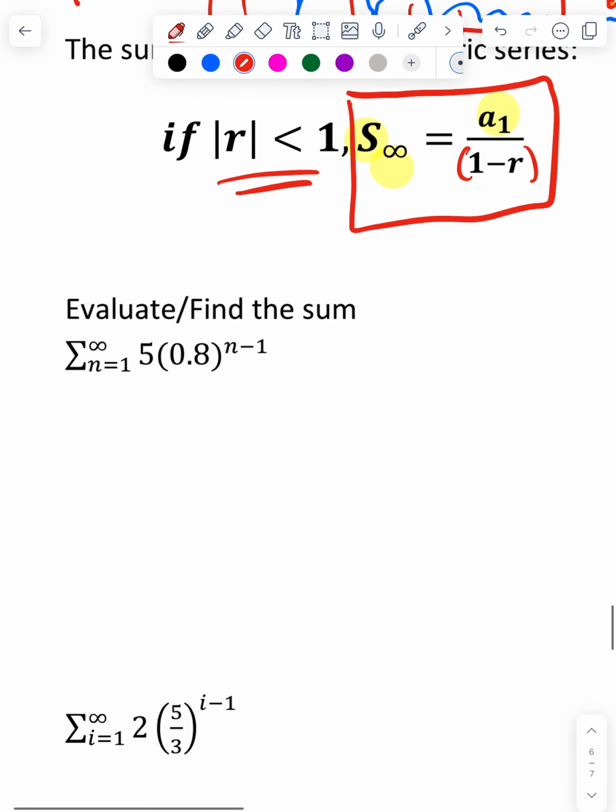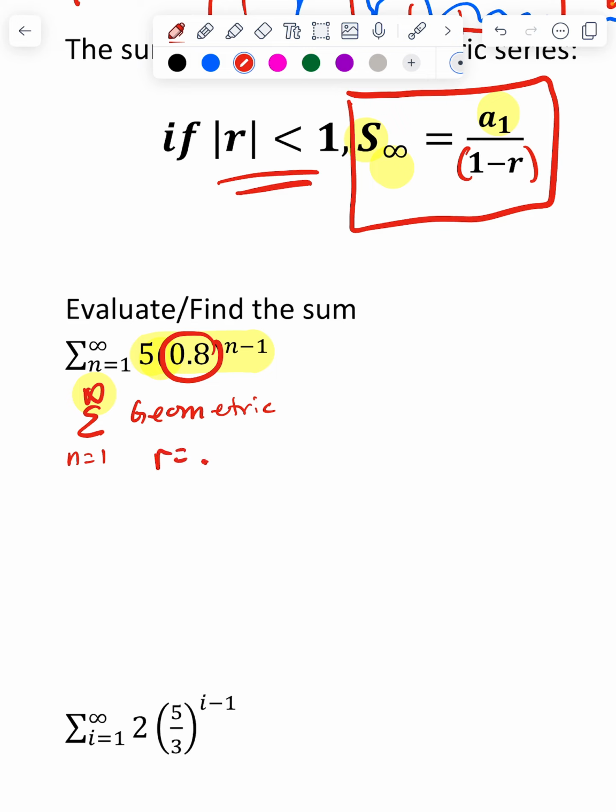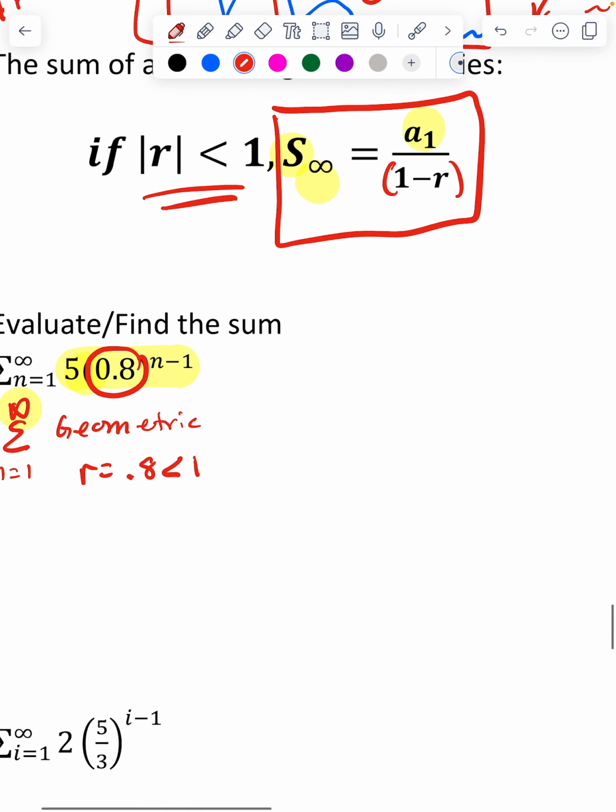So here it says evaluate or find the sum, and this goes from one to infinity. So that's my first check, this is infinite. Secondly, this is geometric because I have n in the power. Because I have infinite and it's geometric, the next thing I check is my r value. r is the thing raised to the power, so it's 0.8, which is indeed less than 1. I'm good to go. So I can find the sum of an infinite number of terms by taking the first term over 1 minus r.